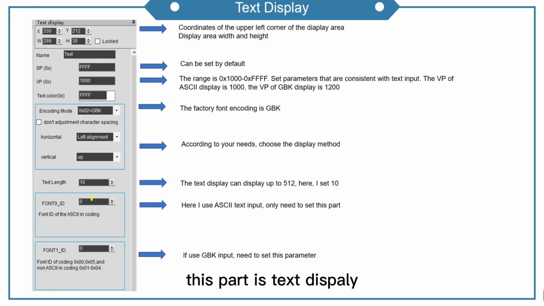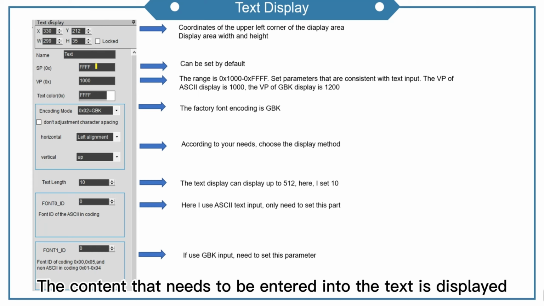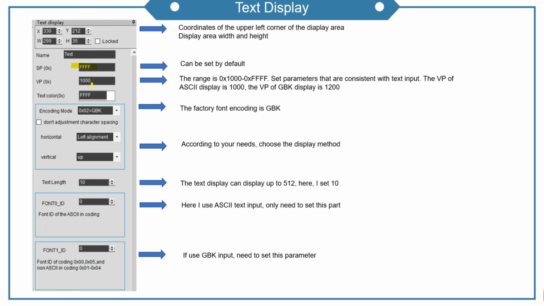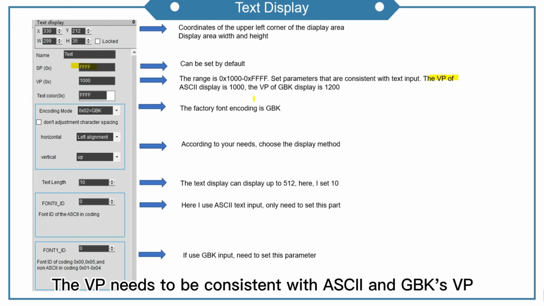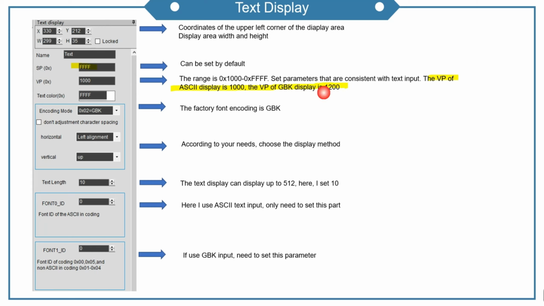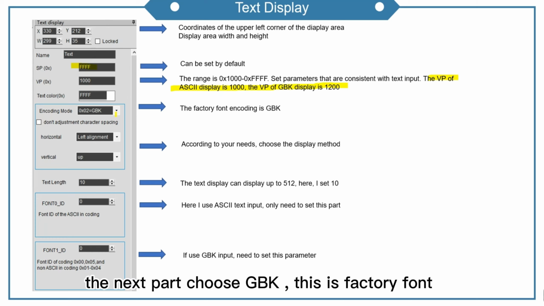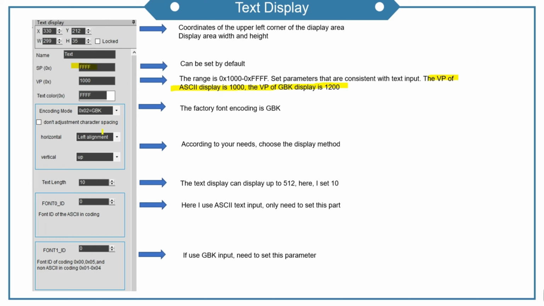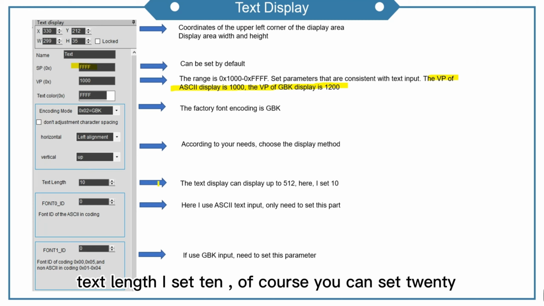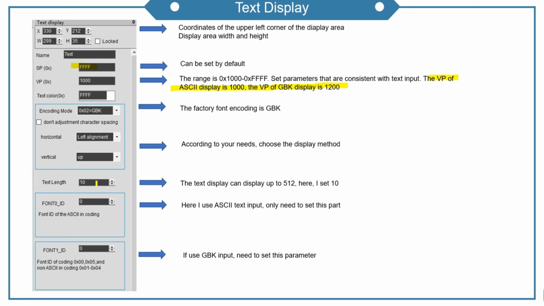This part is text display. The content that needs to be entered into the text is displayed. The VP needs to be consistent with ASCII and GBK's VP. The next part, choose GBK. This is factory font. Text length I set 10, of course you can set 20.